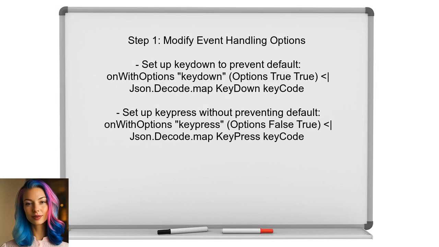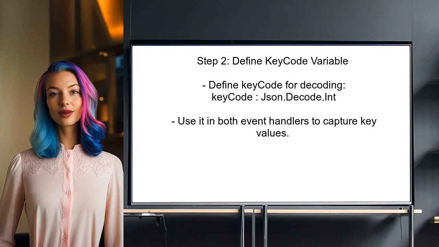To listen for both key press and key down events in Elm while preventing default actions, the user should start by modifying the event handling options. They need to set up the key down event to prevent the default behavior, but still allow the key press event to be captured. Next, the user should ensure that both events are properly decoded. This means they need to define the key code variable that will capture the key values for both events.